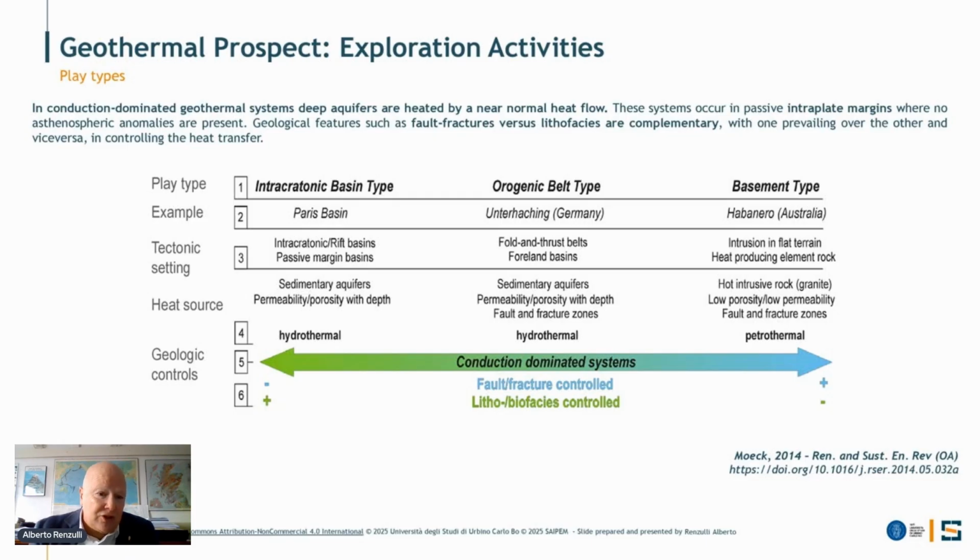A good example is the Paris Basin, where geothermal hot waters present in the geothermal reservoir, 1.5 kilometers deep, in Jurassic carbonates, have been used for over 30 years, allowing direct exploitation of the hot waters.